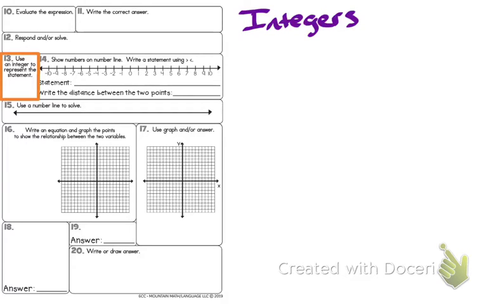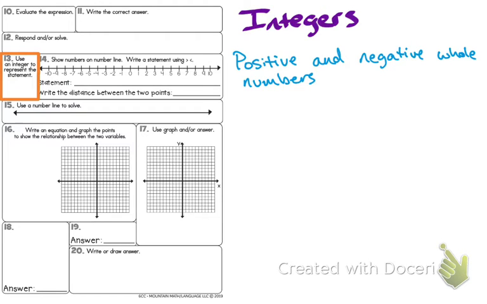Welcome to our tutorial for our daily review for question number 13. Question number 13 is asking us to work with integers, and integers are a new thing for us in 6th grade. They are simply positive and negative whole numbers.